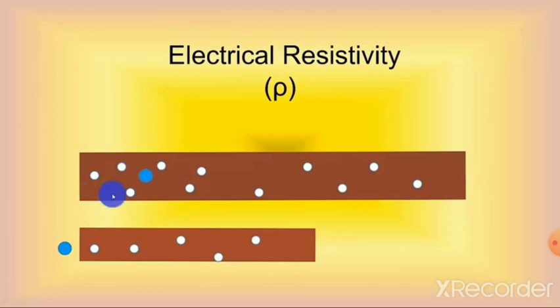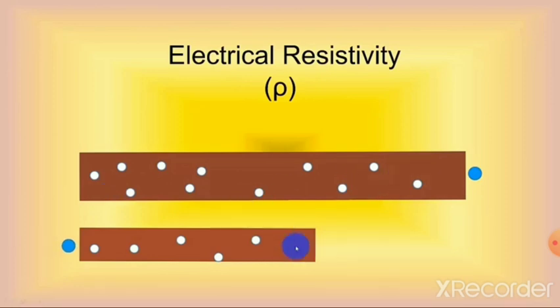These electrons, when passing through the conductor, have to collide with the conductor, so that the possibility of resistance is higher, and hence the resistance R is directly proportional to the length of the conductor. If the length is large, then the resistance is more in the first case.